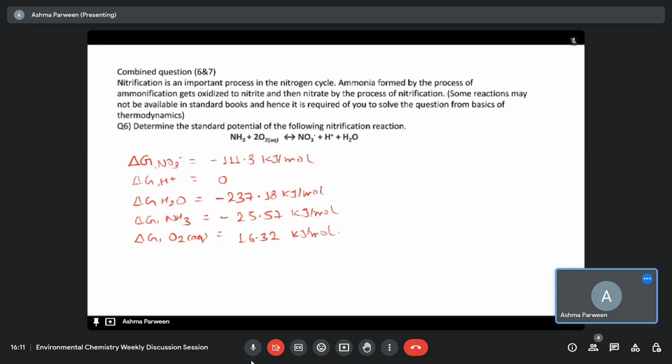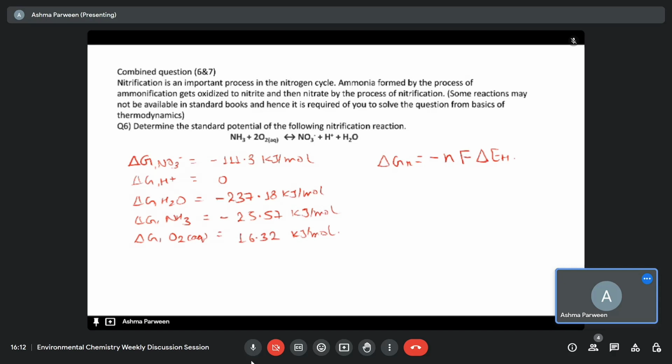So this gives the free energy of formation of these compounds which are given in the reaction, and we have to find out the standard potential. We know that there is a relation between Gibbs free energy, that is delta G, and EH of the reaction. So delta G of the reaction equals minus n, the number of electrons getting transferred, times F, the Faraday constant, times delta EH, that is the overall cell potential of the reaction.